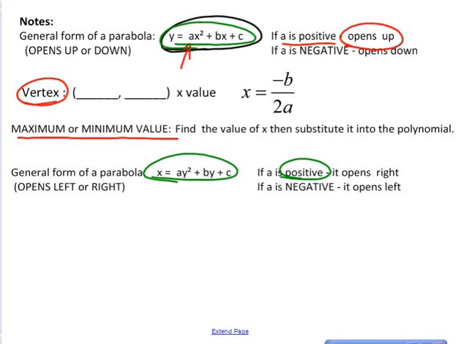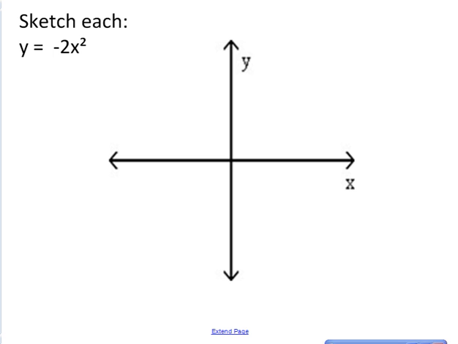Now, if that number is positive, it's going to open in the positive direction. Notice these are positive numbers over here. And if that number is negative, then it's going to open to the left, which are negative numbers. All right, so let's do a couple examples.